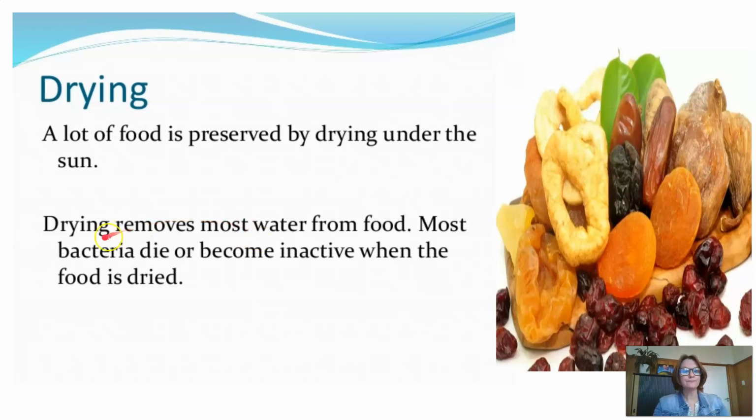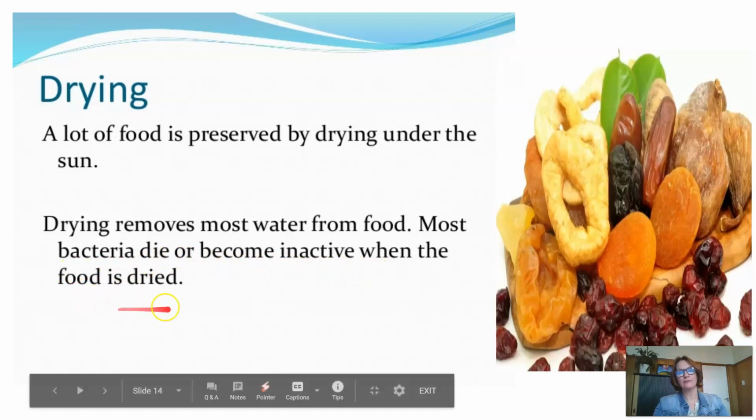So where were we? Most bacteria die or become inactive when food is dried. Okay, lovely method. And you can even try that method at home.